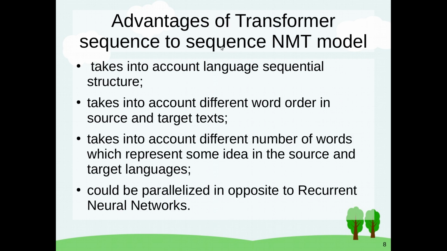Advantages of a transformer sequence-to-sequence neural machine translation model. At first, this transformer model was chosen for our translation module because it takes into account language sequential structure. It takes into account different word order in source and target texts. It takes into account different number of words which represent some idea in the source and target languages. It could be parallelized, in opposition to recurrent neural networks.